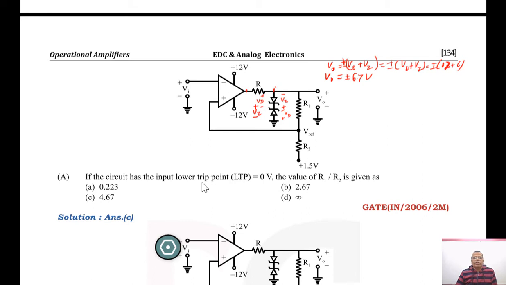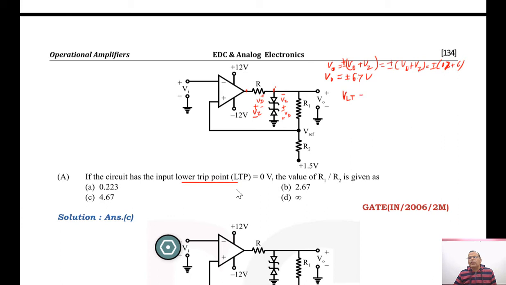So in the circuit shown, you have to find the lower trip point in the circuit. If the circuit has a lower trip point, it means lower threshold voltage. Lower trip point means lower threshold voltage is how much? 0 volt. The value of R1 by R2 is? Now please see, what is lower threshold voltage?